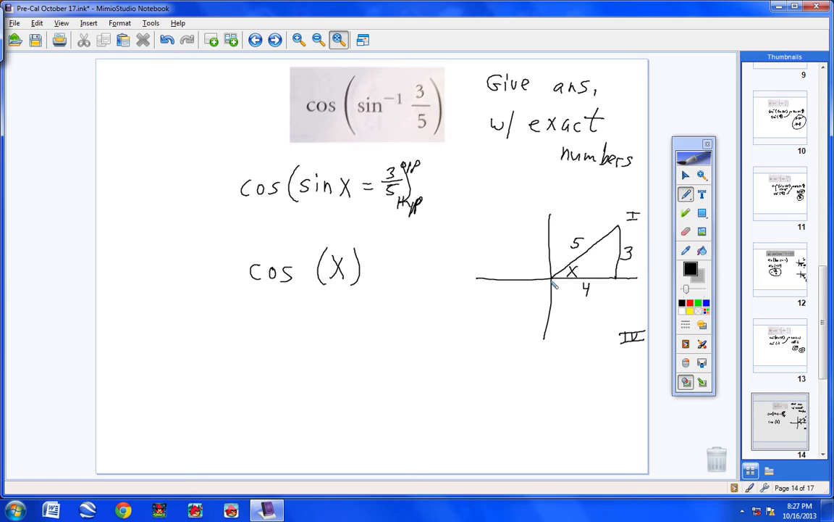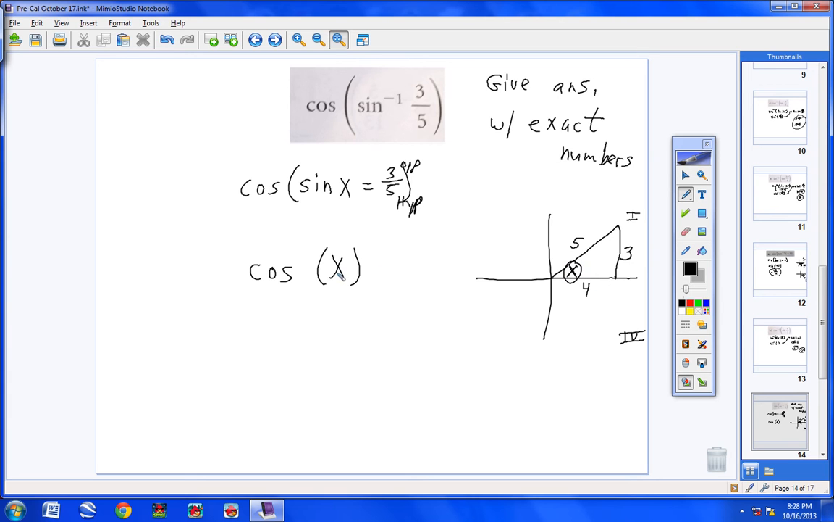I did not know what the angle was, so I drew my triangle in the first quadrant. Why the first quadrant? Because 3/5 is positive. So I drew my triangle in the first quadrant. I still don't know what this angle is, so I admitted I didn't know, and I put an x right here. Okay? And then I went ahead and found all three sides. And then I'm going to call my angle x.